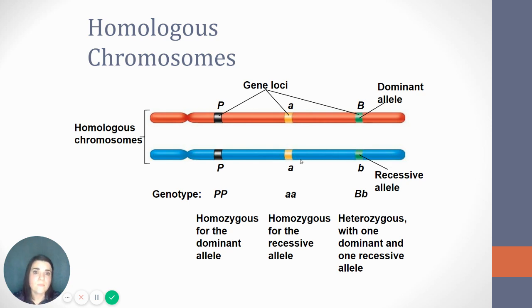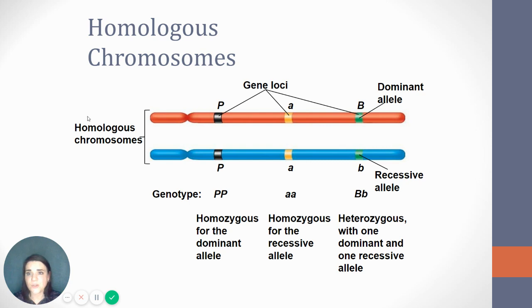So if you have one dominant allele and one recessive allele, you would say you're heterozygous. Hetero means different, right? So if you have an uppercase letter and a lowercase letter, so one dominant and one recessive allele, you would be heterozygous for that allele. We always write the dominant, so a capital letter, first. If we do have a capital letter, that's always going to be first.